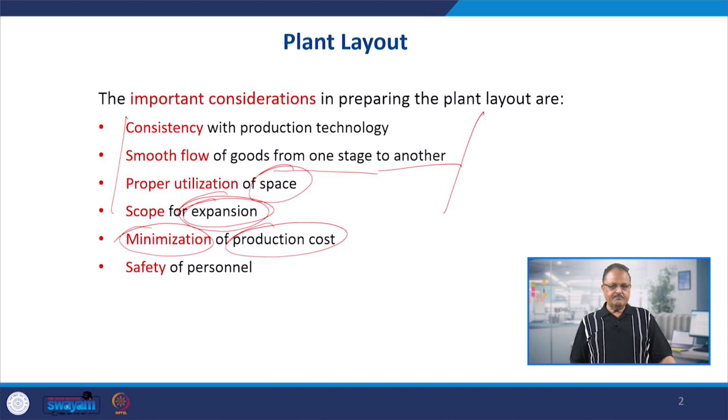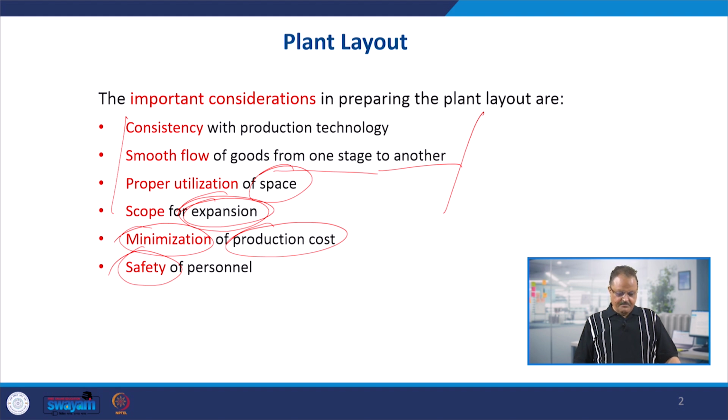And last thing is, plant layout must ensure the safety of the human resources or the personnel working in the plant, because that's another important consideration these days. So you have to have all safety measures in the plant. Deciding initially, safety measures are very important. You have to keep the space safe for the people who are working in the plant, and we have to create a very congenial environment, an environment full of safety for the people working in the plant.